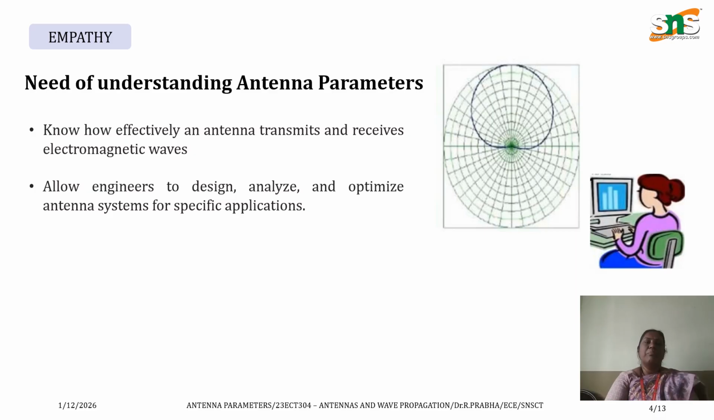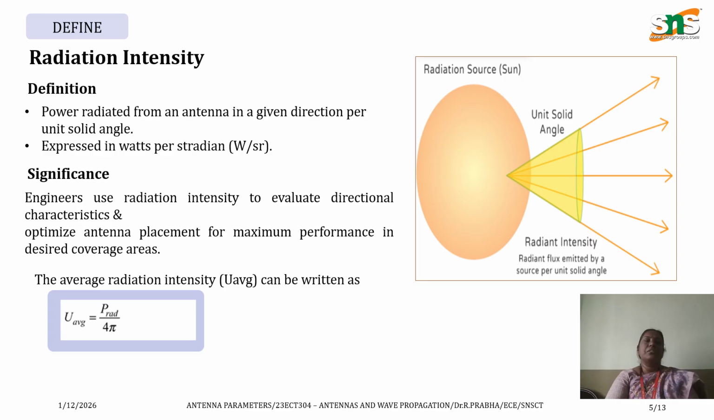So in the empathy part, the need of understanding antenna parameters is to know how effectively an antenna transmits or receives electromagnetic waves, and also these parameters allow the design engineers of antenna to design, analyze and optimize antenna systems for specific applications.